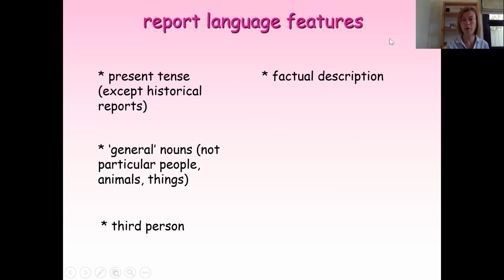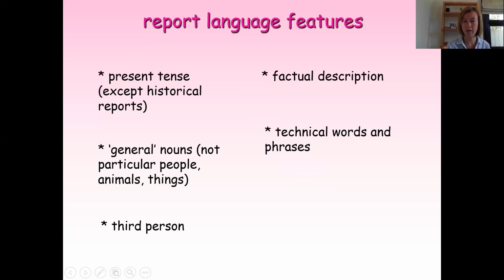I need to include factual description. The whole purpose of writing a report is to inform somebody, so I need to make sure that I'm including facts, and I might need to do some research in order to know enough facts to be able to tell somebody else. So part of your work this week will be doing some research, and Miss Hedges has made a video to help you research about hedgehogs.